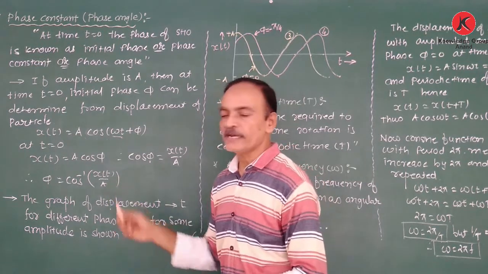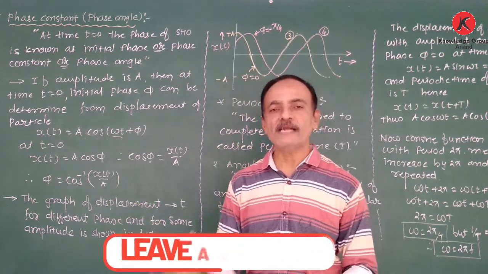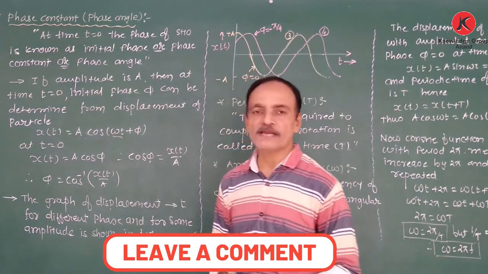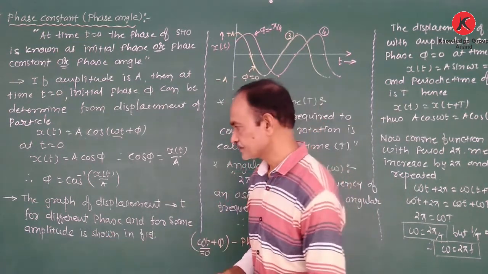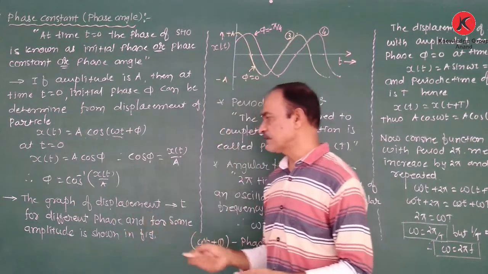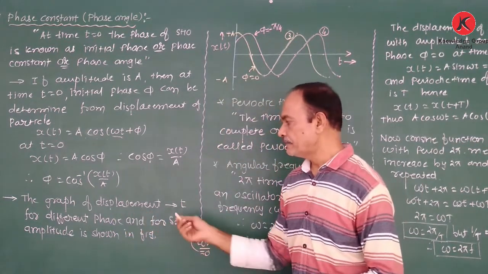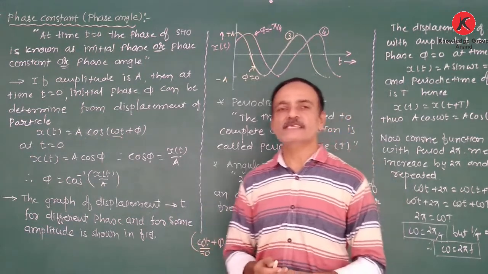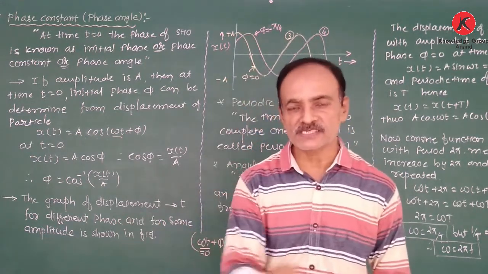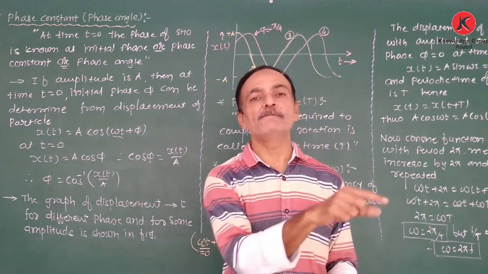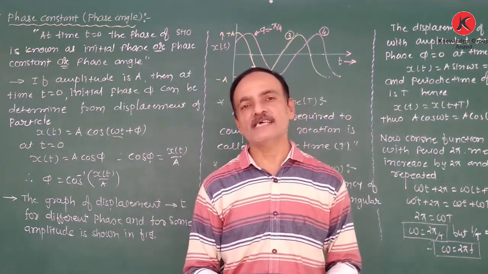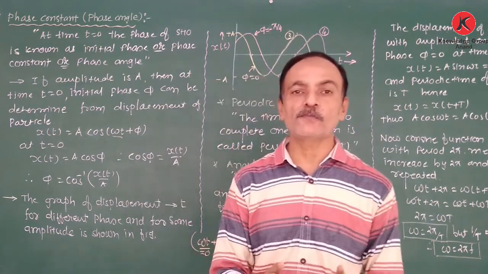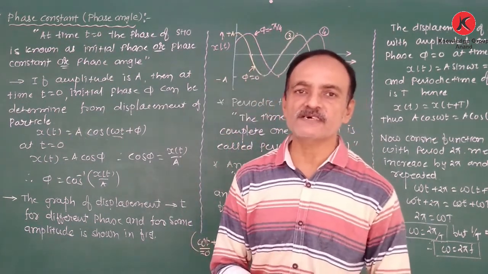So thus we can find out the initial phase of a particle which performs simple harmonic motion, or we can also find out the initial position. The graph of displacement versus time for different phase and for the same amplitude. That means here we consider two particles performing simple harmonic motion with the same amplitude but different phase. At that time, what should be the shape of the graph of displacement versus time?